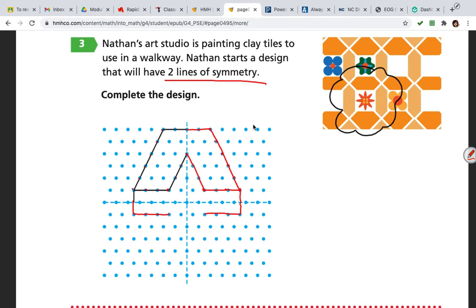Let's try the 1, 2, 3, 4. 1, 2, 3. So these go connected. Yes, that looks much better. All right, so we've got 1, 2, 3, 4, 5, 6. So 1, 2, 3, 4, 5, 6. So draw. Is that right? If you're at home and you're laughing at me, congratulations. Okay, so that line right there, this line.